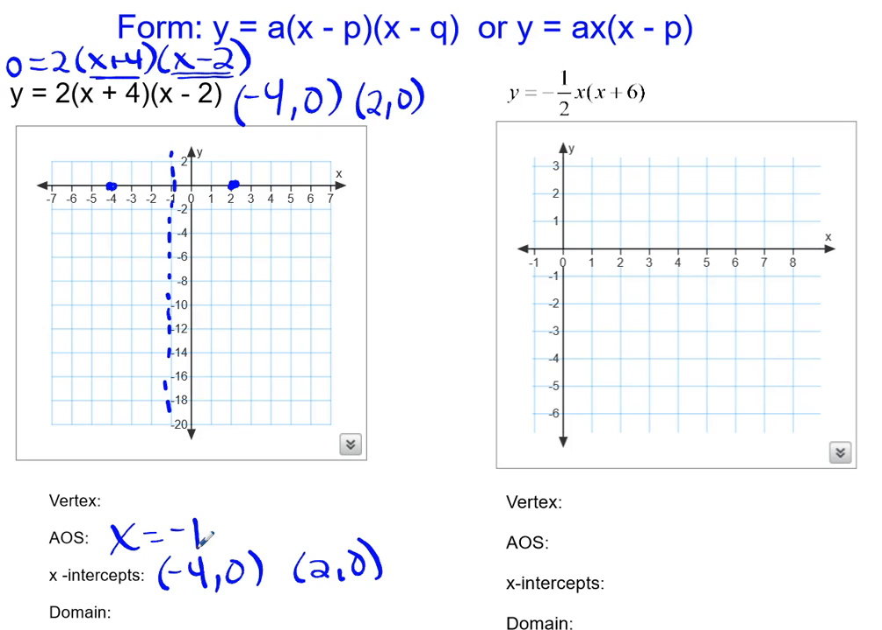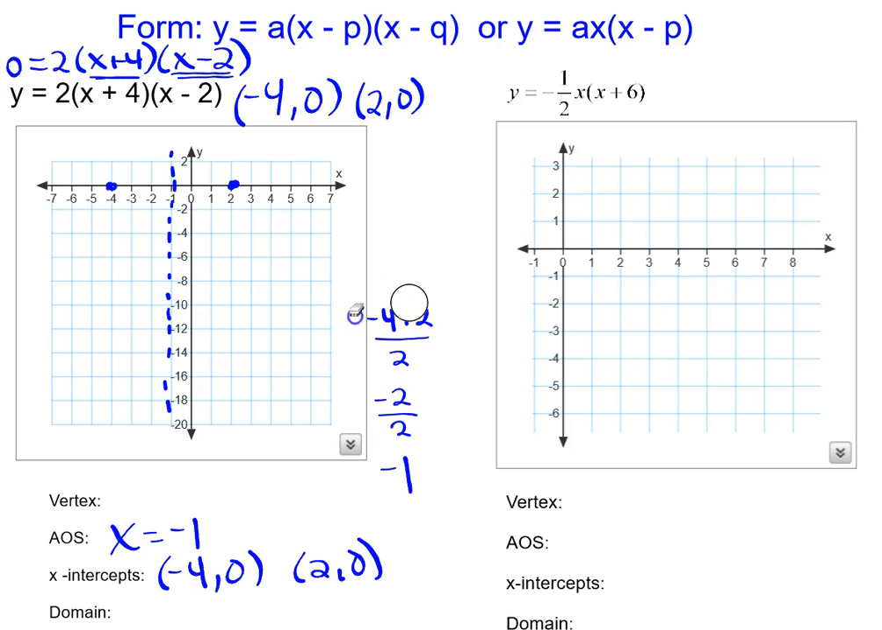Now, if I can't tell, if the numbers are too big or they've got decimals or it's just a little difficult, then all I need to do is average my two x-intercepts. -4 plus 2 divided by 2 is going to give me -2 divided by 2, which is -1, and that's where my axis of symmetry is.